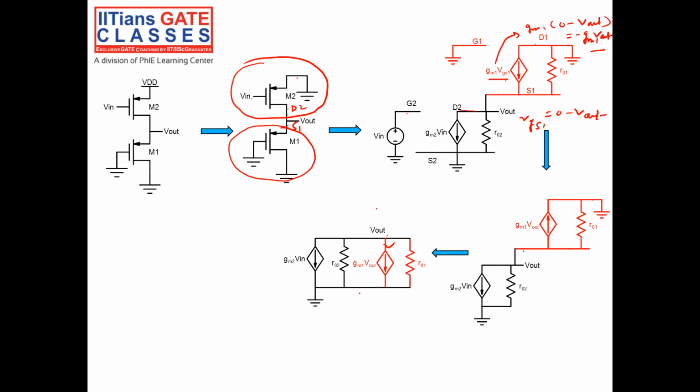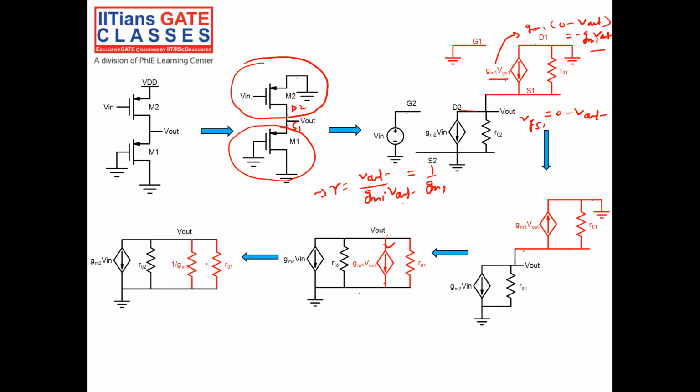Now you see this branch, the voltage across this is V out, and the current is GM1 into V out. So I can replace it by a resistance, right? R is equal to voltage by current, that is V out by GM1 into V out, so it is equal to 1 by GM1. So I can replace this branch by a resistance of value 1 by GM1, because the voltage across this is V out and the current is GM1 into V out. So it is equivalent to putting a resistor 1 by GM1, right?